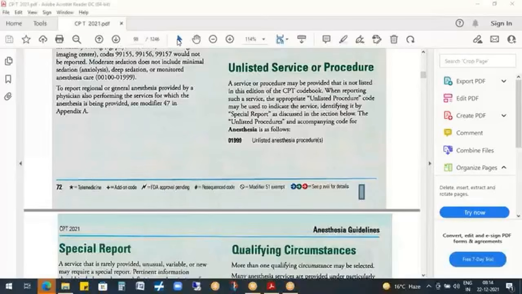Next one. Time will end when the anesthesiologist left the patient.